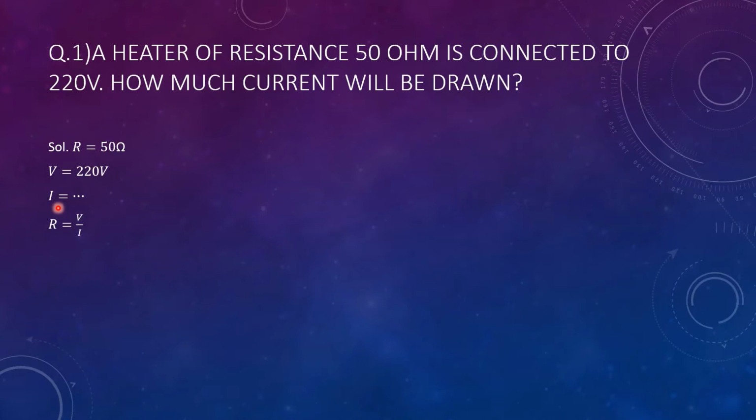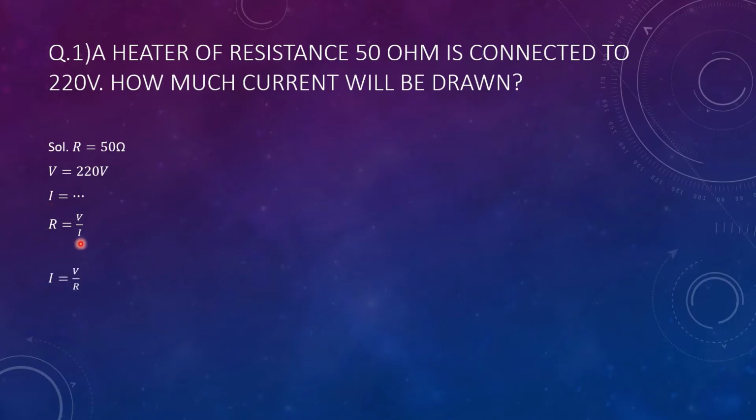Now we'll try to recollect our memory. R equal to V upon I. There is a formula which shows the relation between the given and unknown quantities: R equal to V upon I. Here R is resistance. What is resistance? Property of a substance to resist the flow of current. Its SI unit is ohm. If a 1 volt potential difference is developed when 1 ampere current flows, in that case resistance will be 1 ohm. R equal to V upon I.